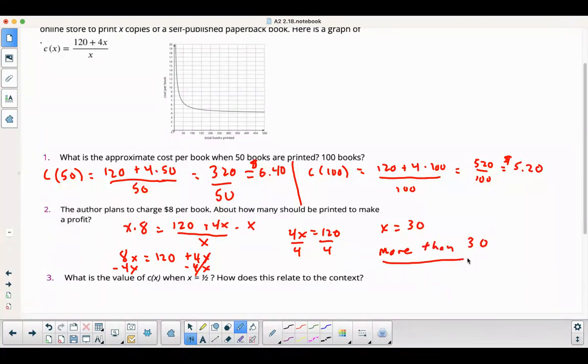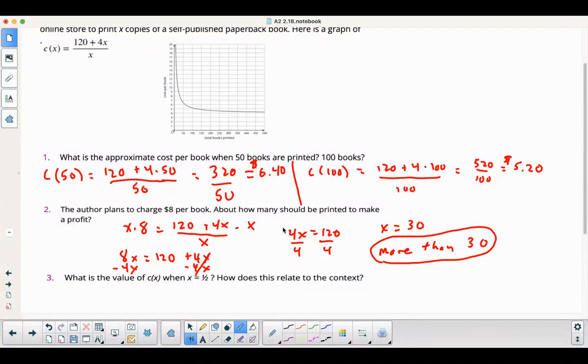Okay? Because 30, think about this. If I plug in 30 here for X, I'm going to get 8. Okay? 120 plus 4 times 30 is 240. Divided by 30, I get 8 exactly, which is what I found. So I need to make a profit, so I need to have more than 30.